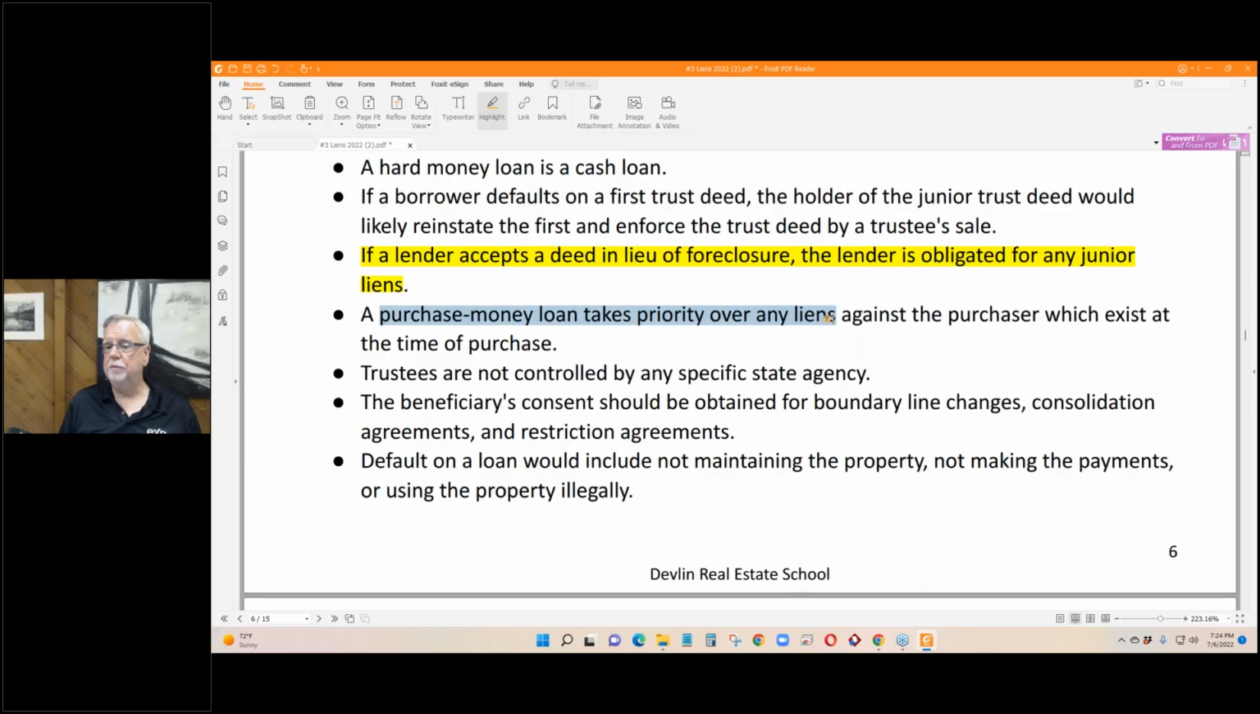A purchase money loan takes priority over any liens against the purchaser that exist at the time of the purchase. Let's say 9 years ago, I'm sued and there's a judgment against me. And I buy a house today and the lender doesn't know about this existing lawsuit. Well, I just now own a new house, and then the guy that I owe money to for 9 years finds out I have a new house and comes up and says, oh, you got a new house, I want it, you owe me money. The problem with that is that the lender who lent me the money made a purchase money loan, a loan to buy the property secured by the property being bought, and that loan has priority over other debts that I might have.